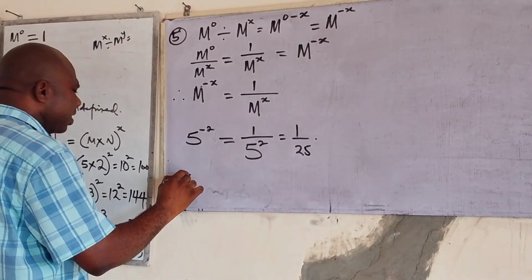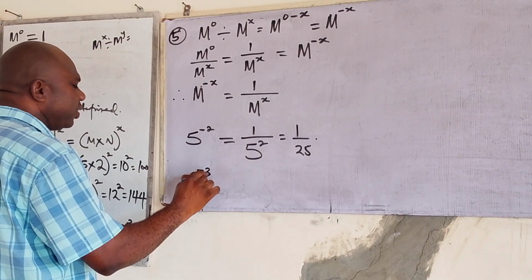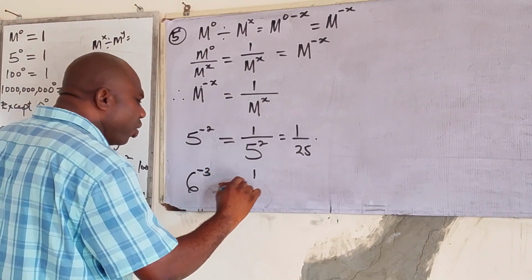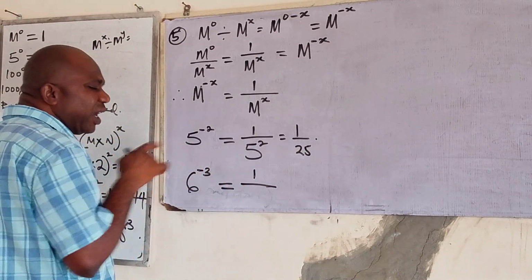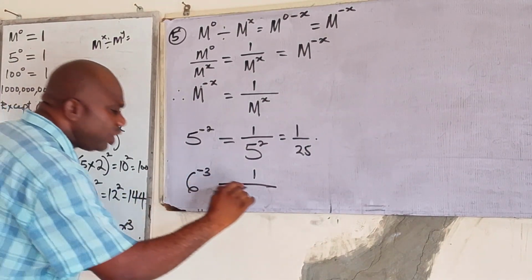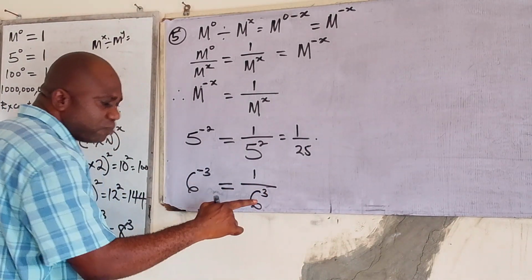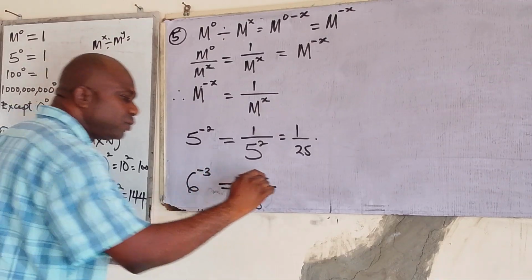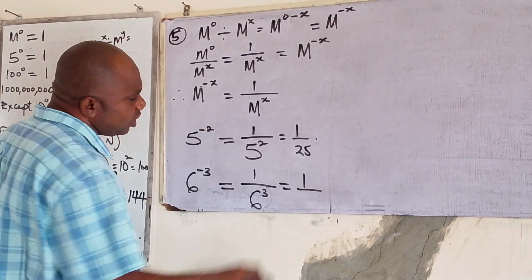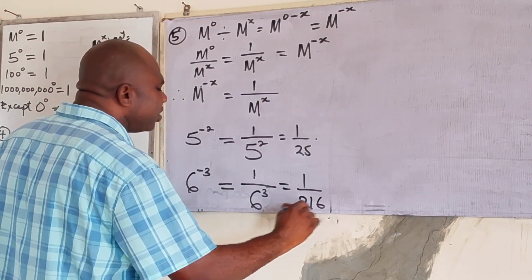Now let's look at 6 raised to the power of minus 3. Yes, to remove this negative sign, you introduce 1 all over. The moment you bring in 1 as a numerator, the negative sign will vanish from the power. So here we have 6 power 3, not minus again, because you have introduced 1. So that will give us 1 all over 6 times 6 times 6. That will give us 216.